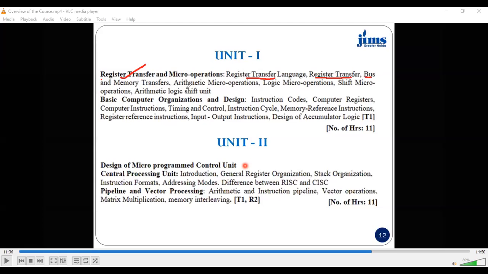Then we will see some operations: arithmetic micro operations, logic micro operations, shift micro operations, and in the last, the arithmetic logic unit. As I told you, this is really very important, the arithmetic logic unit. So let's come to today's lecture.